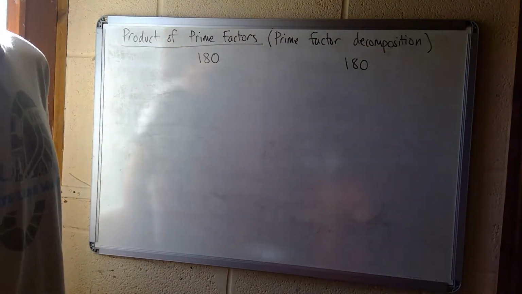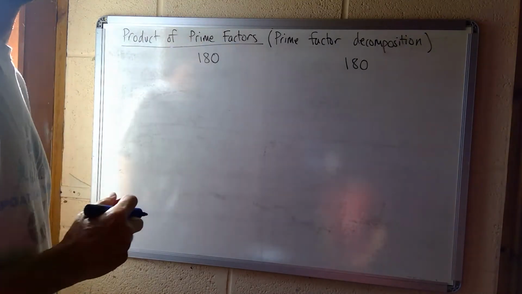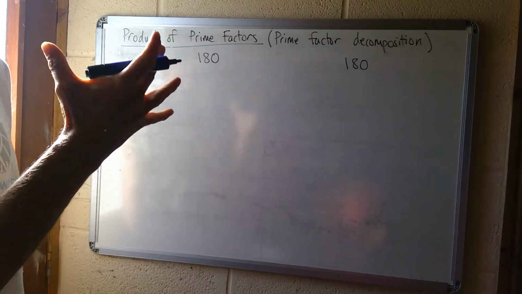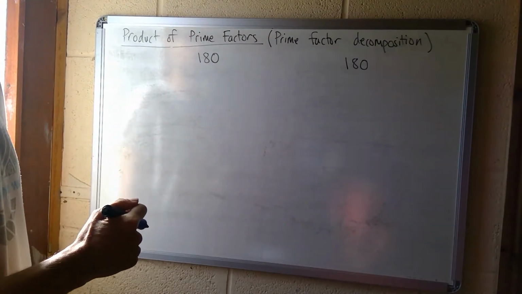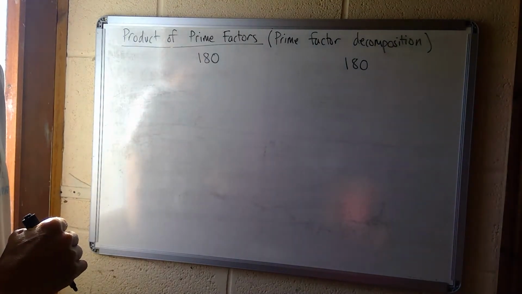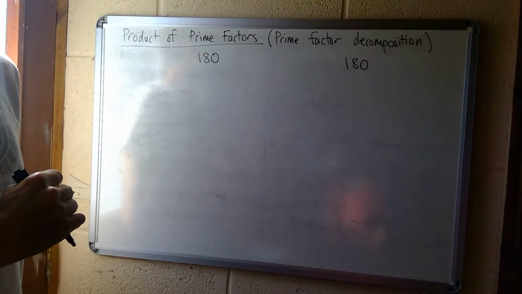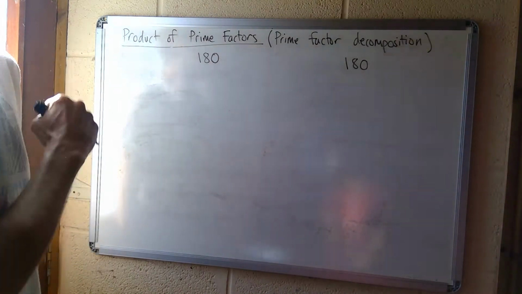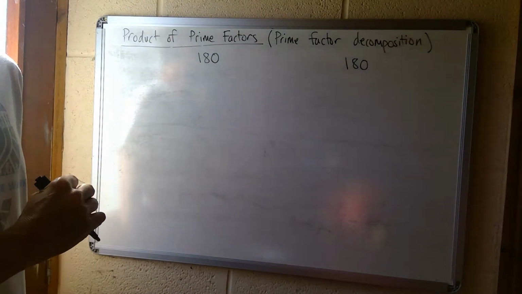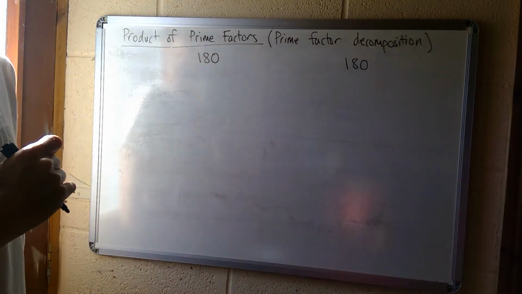Okay, today we're going to look at how to write any number as a product of prime factors. This sounds quite complicated, but actually it's a really useful process. It's sometimes called prime factor decomposition as well. So the theory behind it is that any whole number can be written as a product, that means numbers multiplied together, of prime factors. So these are factors of a number that are also prime numbers.